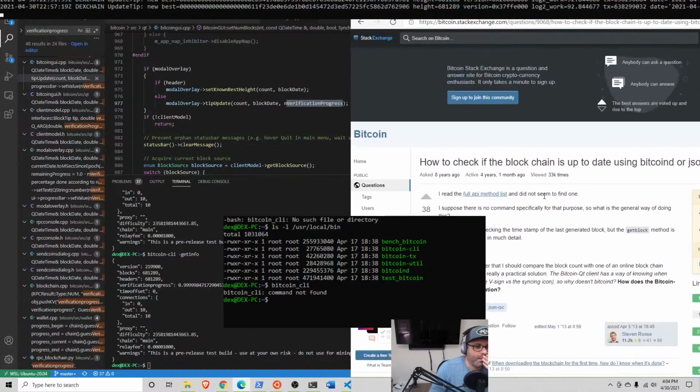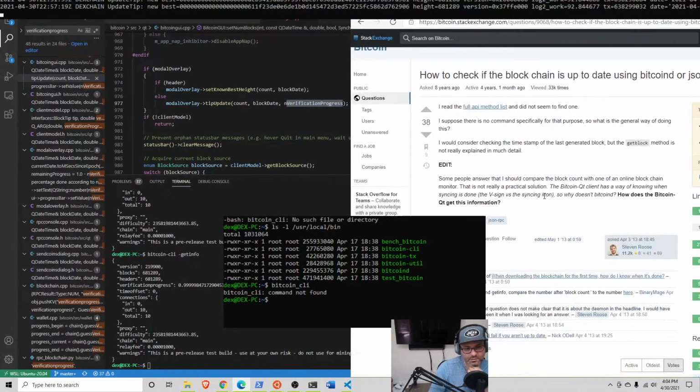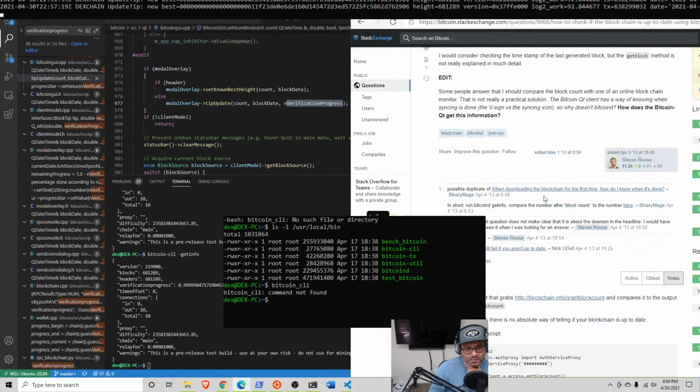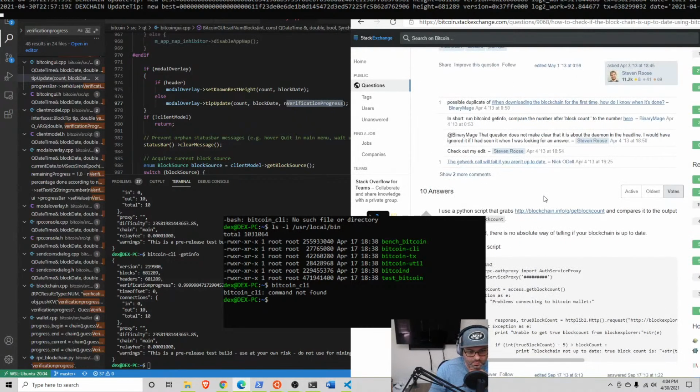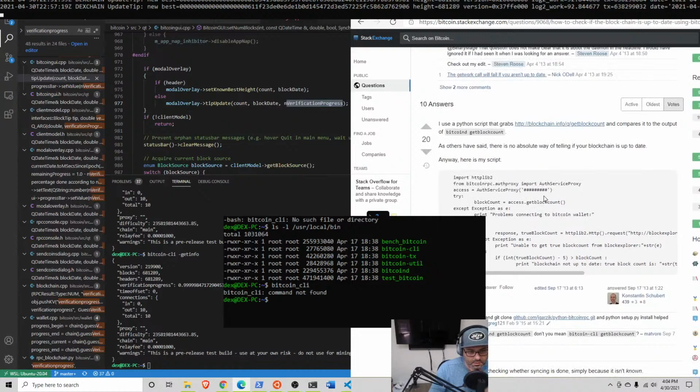How to check if a blockchain is up to date using bitcoind. Getblockcount compares it to the output. Others have said there's no absolute way of telling if your blockchain is up to date. There's no such thing as blockchain up to date. There's something called the finality curve.